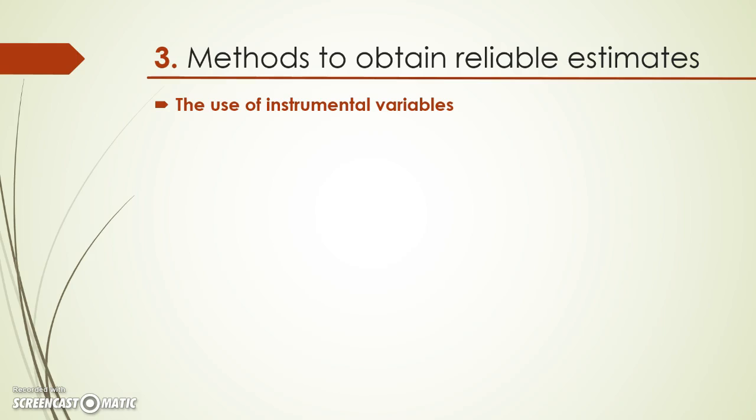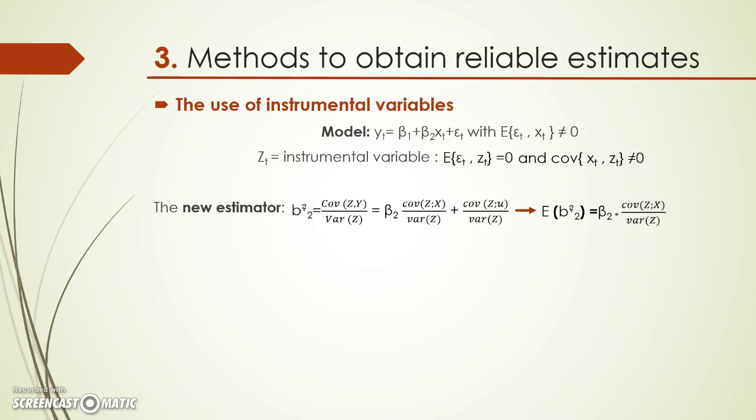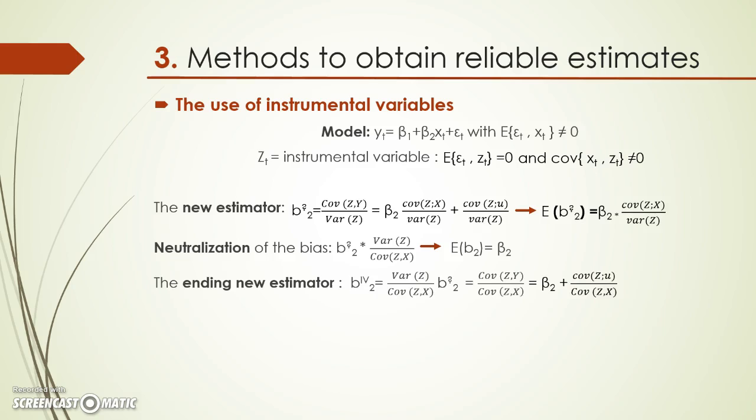In this model, we can solve the problem of the inconsistent OLS estimators by taking a proxy of x, for example z. This instrumental variable has to satisfy the exogeneity condition and the relevancy. By replacing x by z, the new estimator is the following one. The estimator is biased, but the bias can be neutralized thanks to this multiplication. This new estimator with z is called the estimator IV.